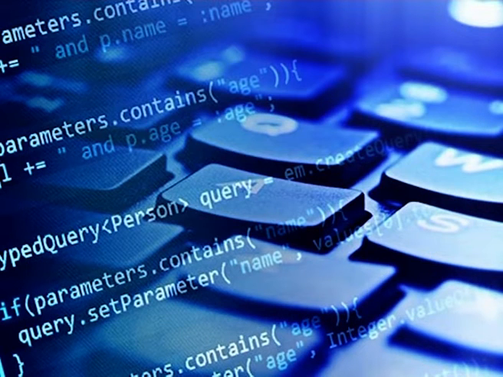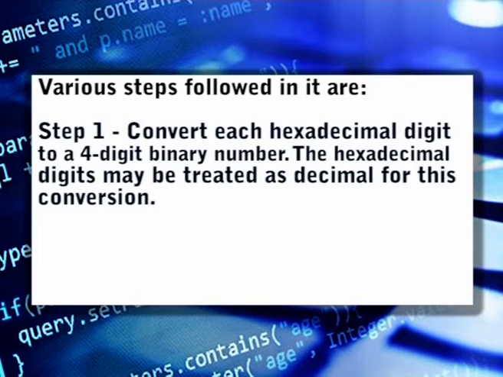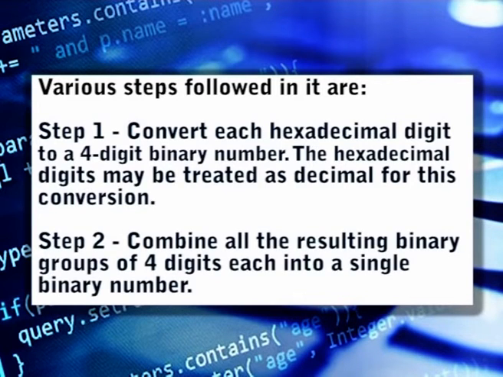Similarly, we can convert a hexadecimal to binary number using the shortcut method. Various steps followed in it are: step number 1, convert each hexadecimal digit to a 4-digit binary number. The hexadecimal digits may be treated as decimal for this conversion. Step number 2, combine all the resulting binary groups of 4 digits each into a single binary number.